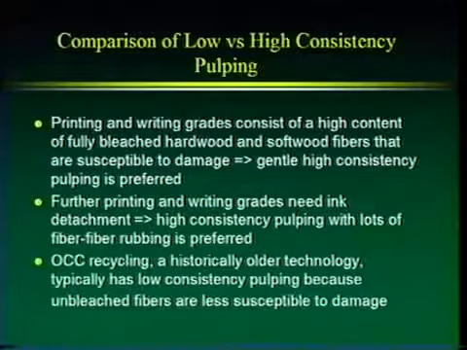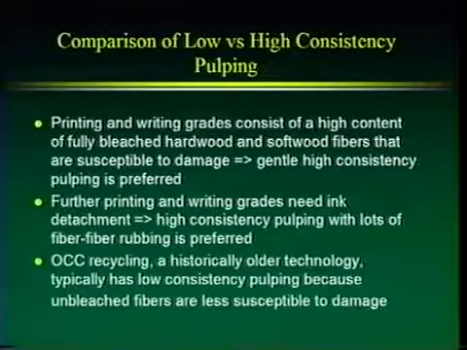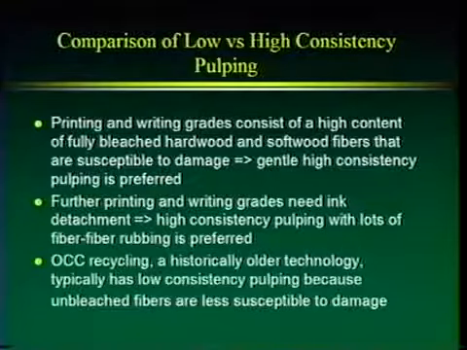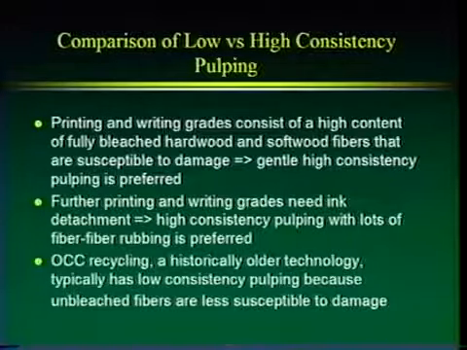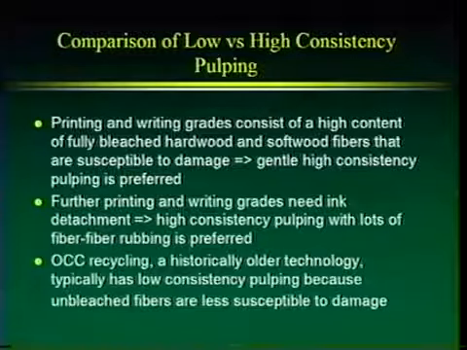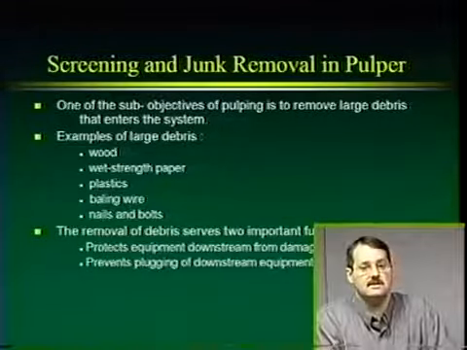Now, in contrast, OCC recycling is a historically older technology, and low consistency pulping is an older technology. Typically, it's done at low consistency, partly because of historic reasons, but another reason is that low consistency pulping is a rapid way of pulping, and the unbleached OCC fibers are less susceptible to damage, so they can still make quality pulp with the attrition and mechanical forces. Okay, so that is an overview of the differences between low consistency and high consistency pulping.